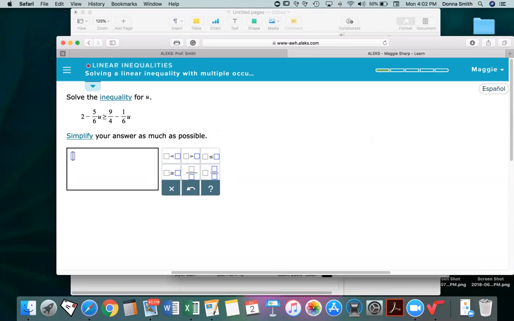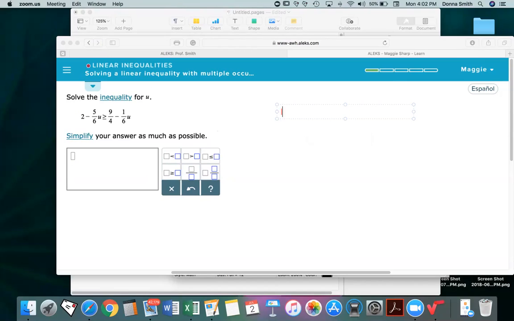All right. So let's find the LCD for this one. And it's 12. Oh, you're fast. I was just looking at the denominators. 4 and 6. Yeah, 12 works. All right, so we're going to go out to equation editor to do this one.